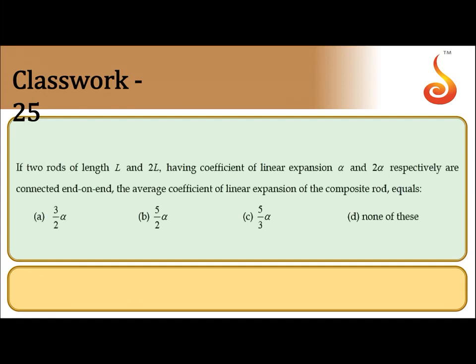Yes, we shall move on to next one. Two rods of length L and 2L having coefficient of linear expansion alpha and 2 alpha respectively are connected end on end. The average coefficient of linear expansion of the composite rod is. So there are two rods, this is one rod of length L, linear coefficient of expansion alpha. Then there is another rod connected end to end, length is 2L, coefficient of expansion is 2 alpha. Now equivalent coefficient of expansion I have to take.